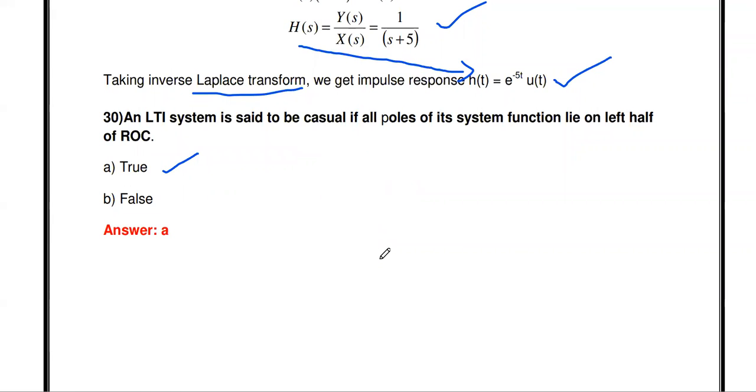What does it mean by pole? Poles are the roots of the denominator polynomial of the system function. System function means the transfer function H(s). In terms of poles, to find whether the system is causal or not: if all poles lie on the left half of the ROC, the system is said to be causal. Left side of the ROC, all poles are available, means the system is causal.